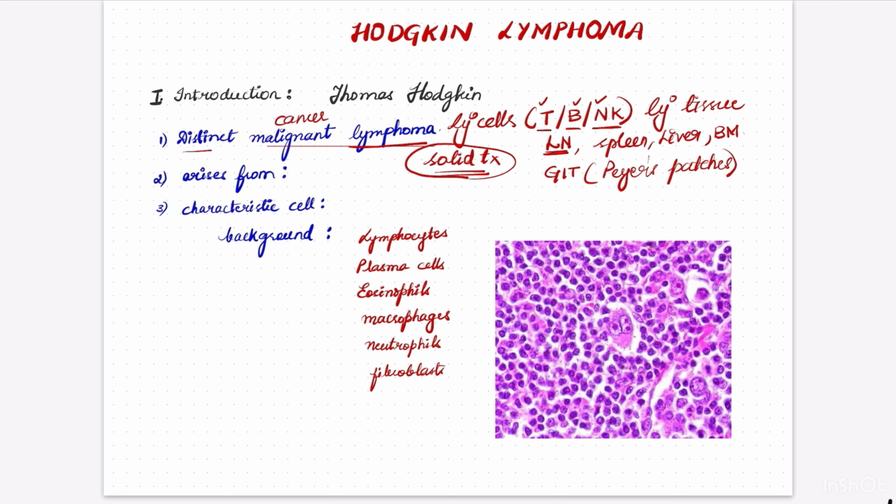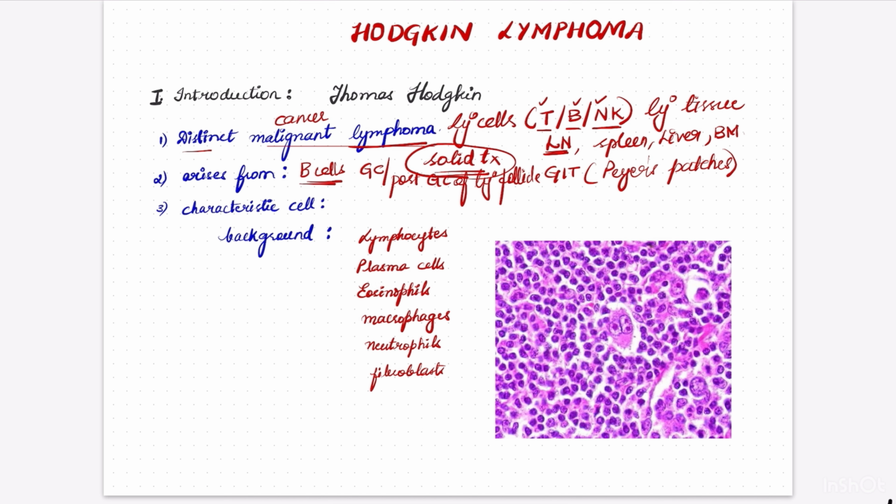Hodgkin lymphoma arises from B cells. It arises from the B cells present in the germinal center or the post-germinal center of the lymphoid follicle. I'll explain this germinal center and post-germinal center with a diagram in the next slide.